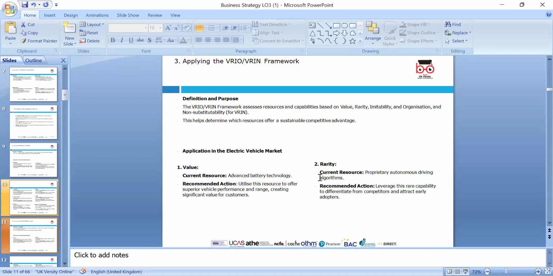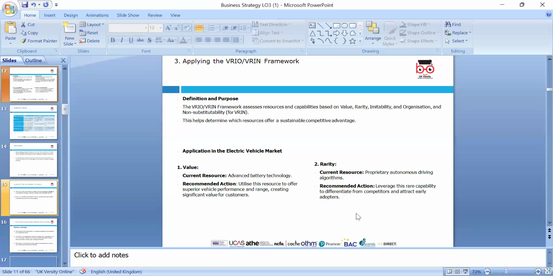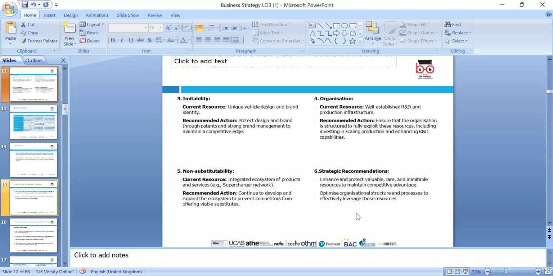Rarity: because very few companies have proprietary autonomous driving algorithms, recommend to leverage these rare capabilities. So for the rare capability, you have to look around how you can use them effectively. Like some countries are rich in terms of natural resources, but they can't convert them to get the maximum output. So inimitability, which means the current unique vehicle redesign and the brand, which we can look around, the product we design. And substitutability, which we can look around, the resources, integrated ecosystem services, and we can recommend.